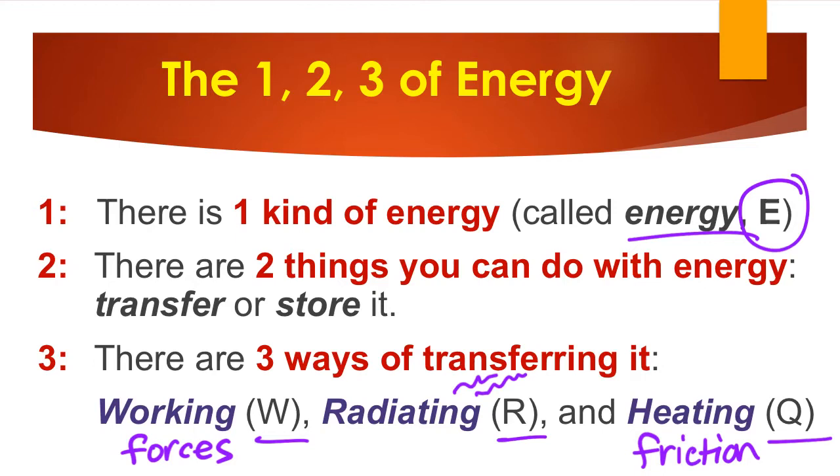You need to memorize them. Number one, there is one kind of energy. We call it energy. There are two things we can do with that energy: store it and transfer it. And there are three ways that we can transfer it: through working, radiating, and heating.